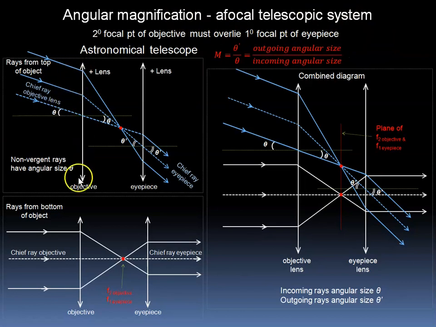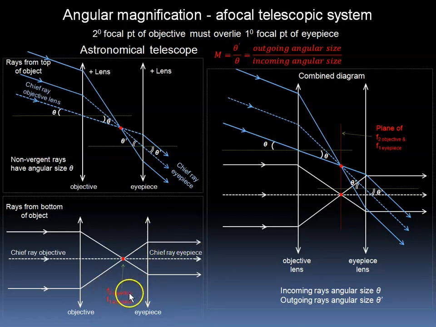This time, both lenses, objective and eyepiece, are plus lenses. This is called an astronomical telescope. In this case, the non-vergent rays are coming into the objective, which are then focused at the secondary focal point of the objective lens. This point is also the primary focal point of the second lens, so that the divergent rays coming off will then give off non-vergent image rays.